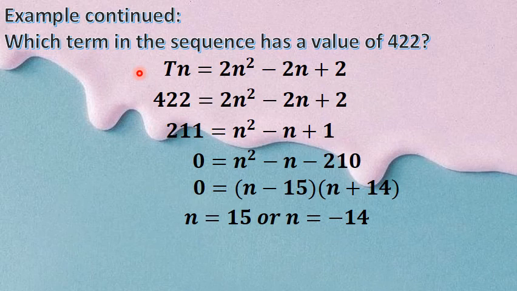However, can n be a negative number? Can you have a term in a sequence being negative? That's like saying you're standing in a queue at the bank and you are number negative 14 in the queue. Not possible. So for number patterns, n is always greater than 0. It's a positive number always. So that's that. n is 15. The 15th term in this number pattern will have that big value of 422. Beautiful. Well done.